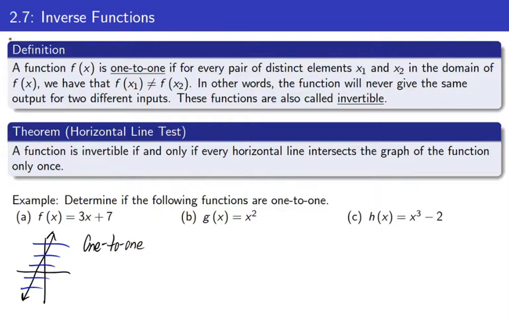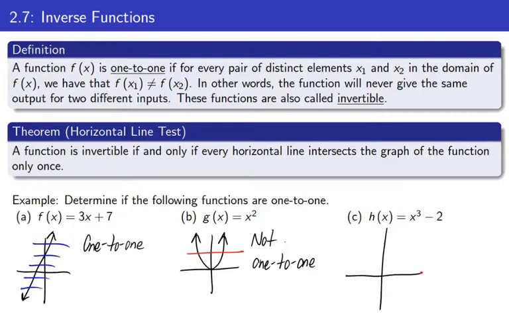one-to-one. Whereas the graph of x squared, we know that's a parabola. And it's pretty clear that the parabola fails the horizontal line test. So this is not one-to-one. And the final one is x cubed minus 2. Now if you remember transformations from two sections ago, this is the graph of x cubed shifted down 2. So the graph is going to look something like this. And as you can see, this function is invertible. Every horizontal line passes through it only once. So this one is one-to-one.